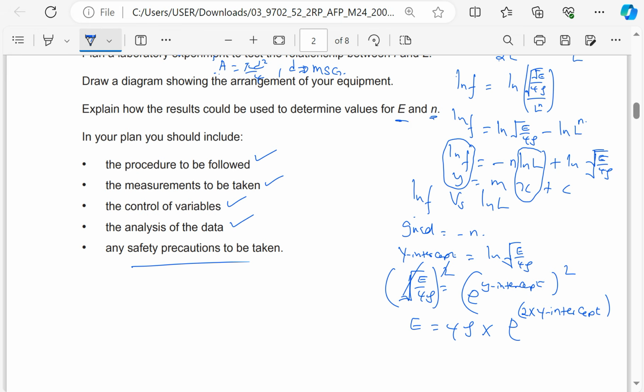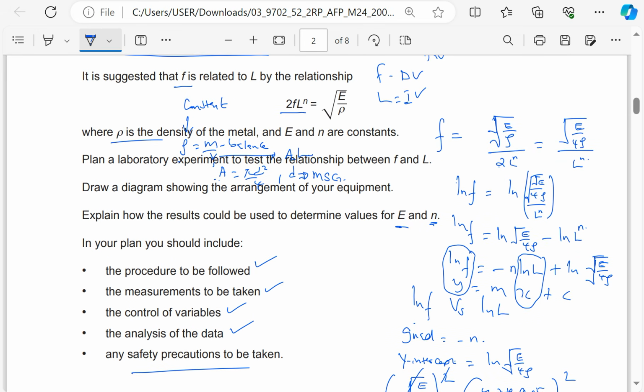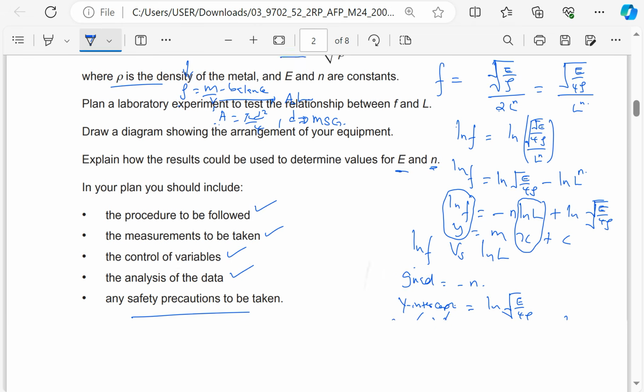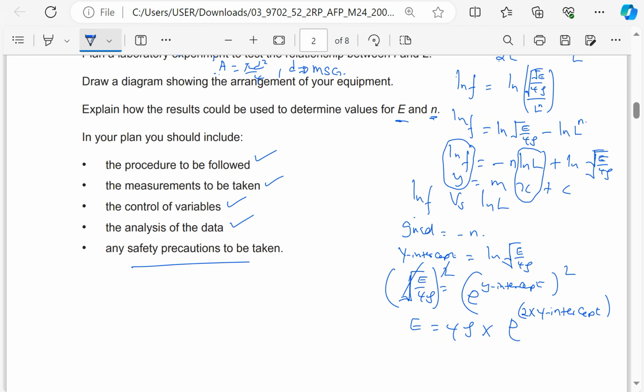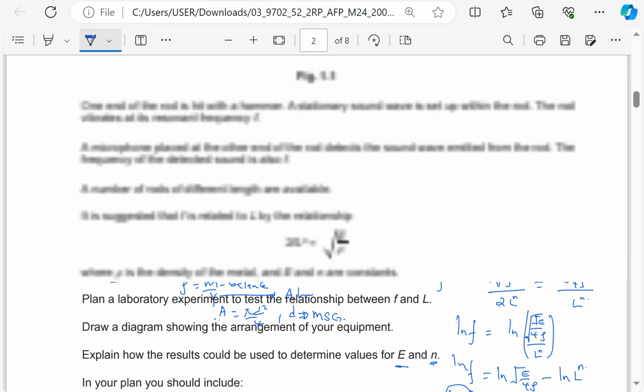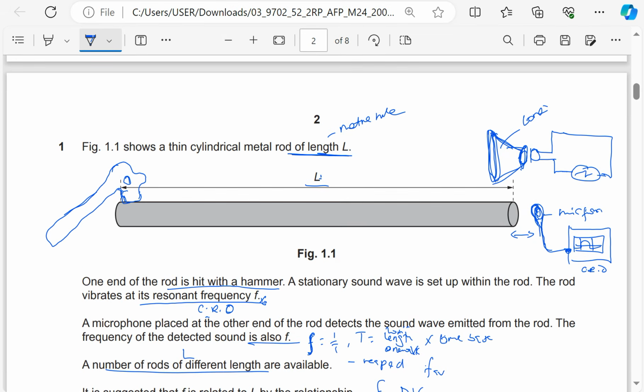For safety precautions, because this is a metal rod, we must make sure that it doesn't roll off. We could put a sand tray at the bottom, just in case it rolls off or falls off. And we should also hit it gently so that it doesn't easily fall off. But in case it falls off, we have a sand tray at the bottom. So in my diagram, first of all, I will have to suspend this.